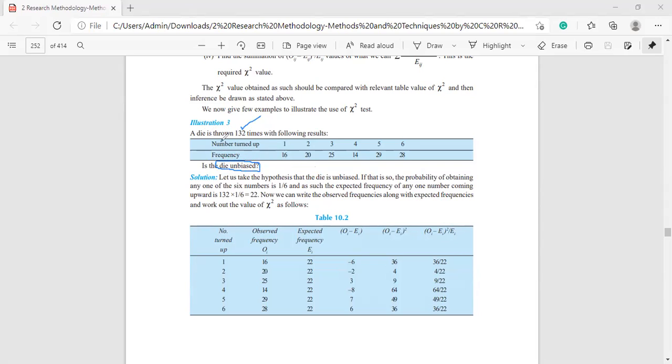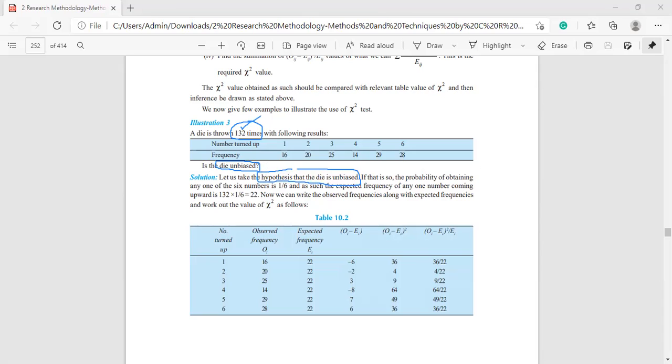Once again, a die is thrown 132 times. The numbers turned up are 1, 2, 3, 4, 5, 6, with frequencies 16, 20, 25, 14, 29 and 28. The question is, is the die unbiased? Let us take the hypothesis that the die is unbiased.